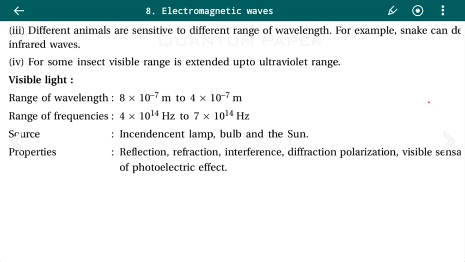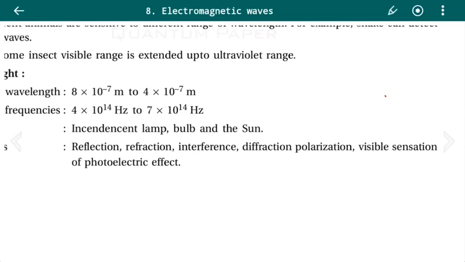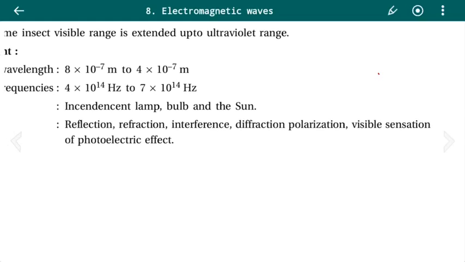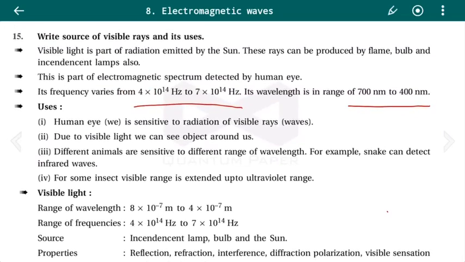Properties. This visible light has the properties of reflection, refraction, interference, diffraction, polarization, and it causes the visible sensation and the photoelectric effect. So students, you may copy down this theory.